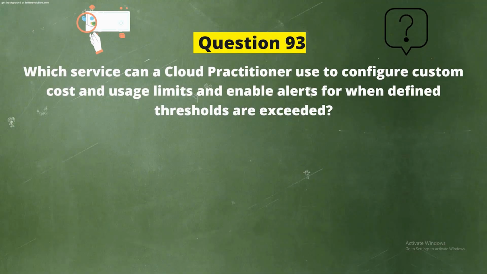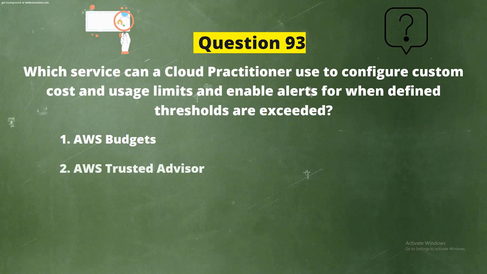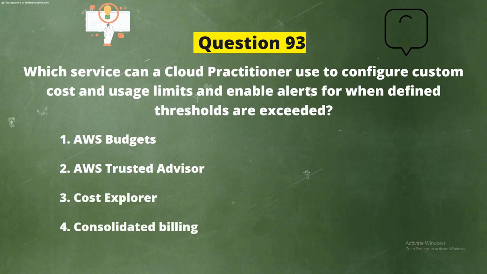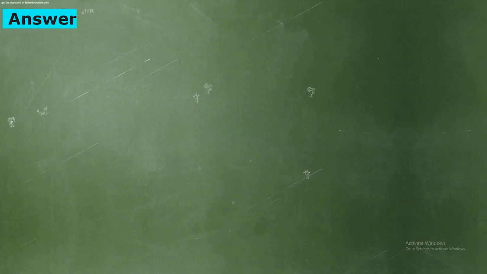Next question. Which service can a cloud practitioner use to configure custom cost and usage limits and enable alerts for when defined thresholds are exceeded? And the options are: Option 1. AWS Budgets. Option 2. AWS Trusted Advisor. Option 3. Cost Explorer. Option 4. Consolidated Billing. And the correct answer is Option 1.